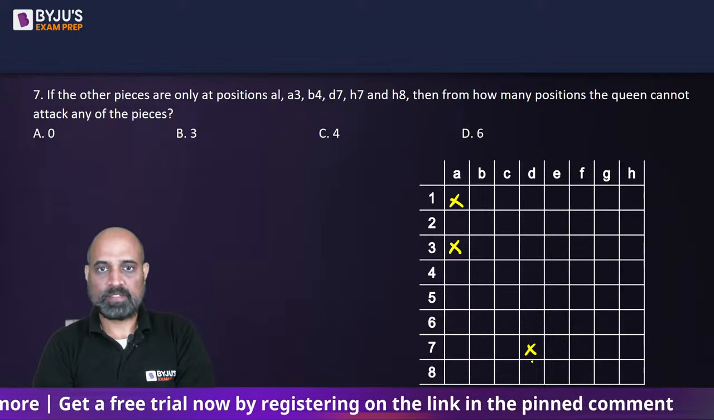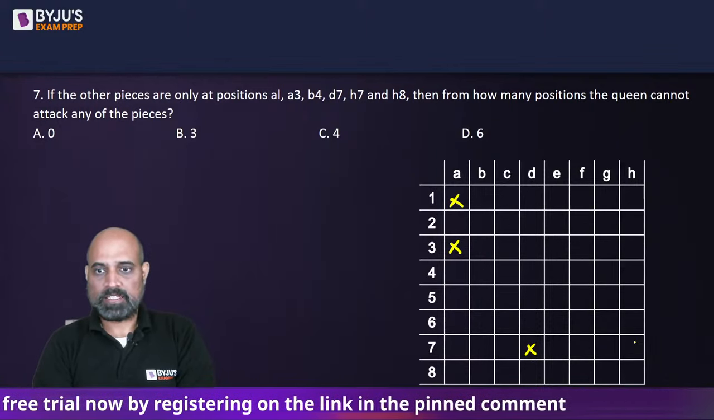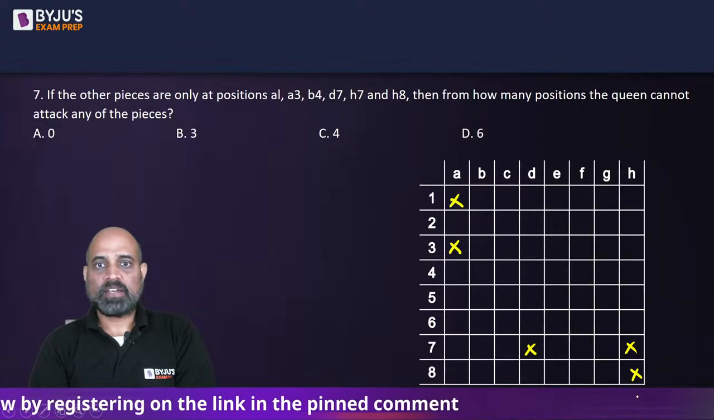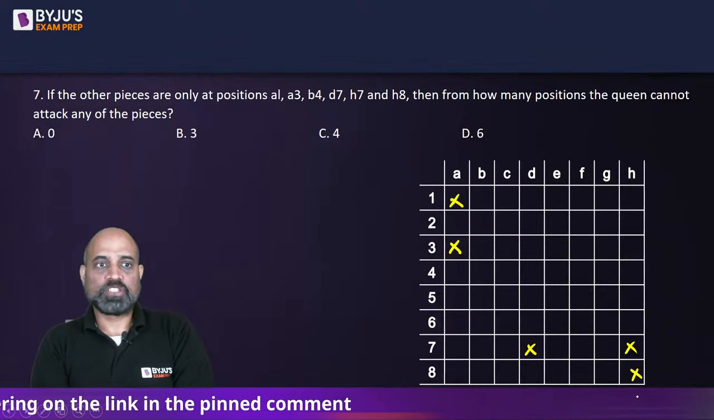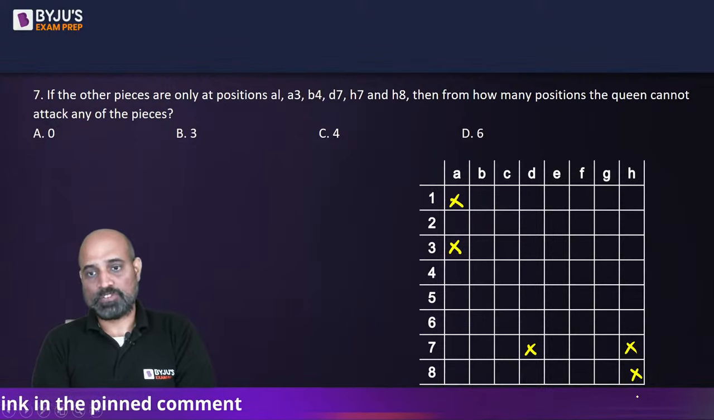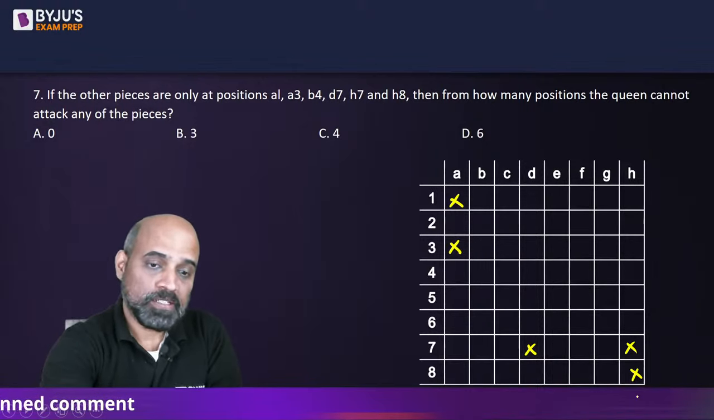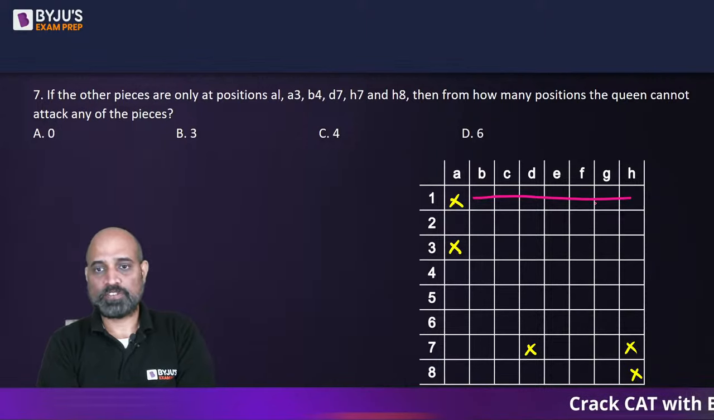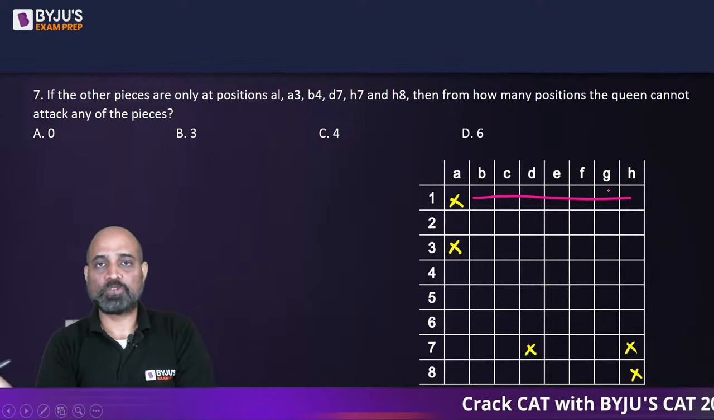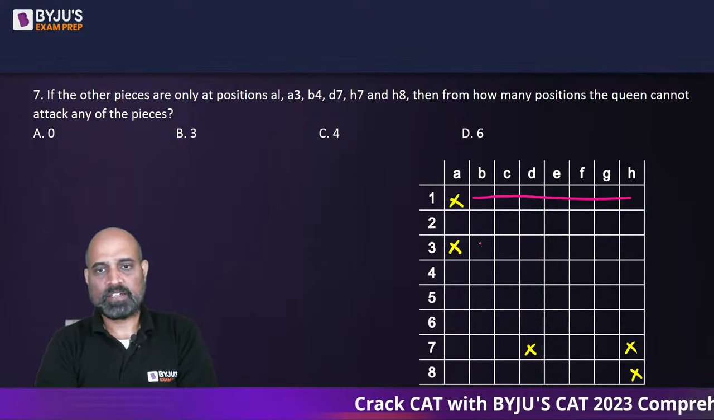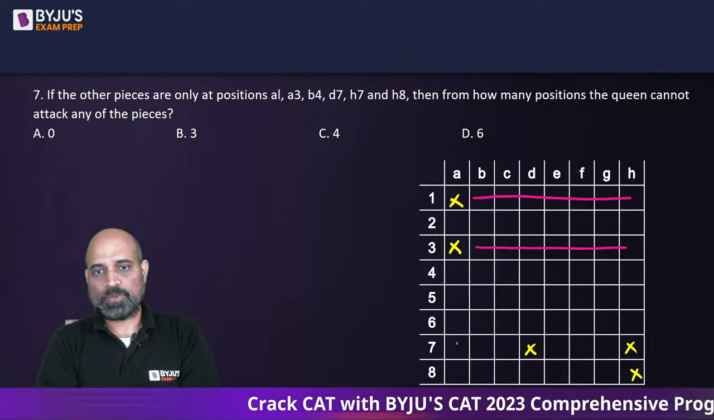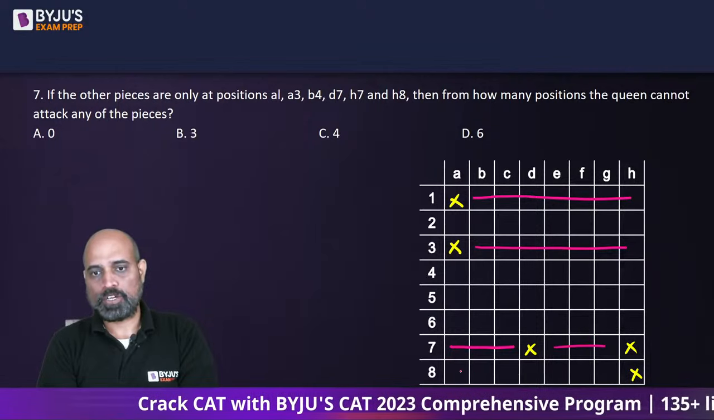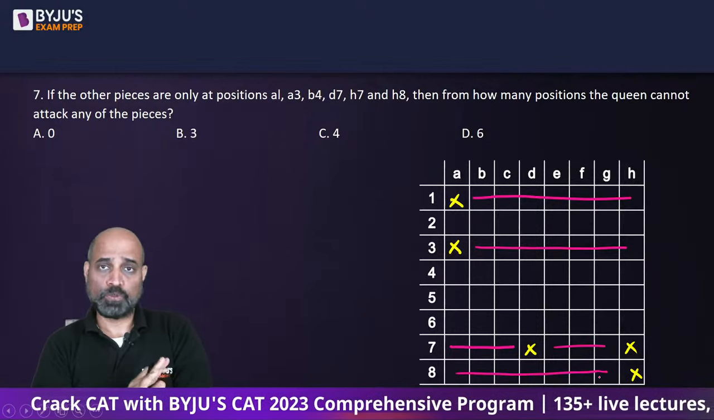Next question. If the other pieces are only at positions A1, A3, D7, H7 and H8, then from how many positions the queen cannot attack any of the pieces? Well, common sense. The queen should not be here. Why? Because if the queen is in any of A1 to H1, it will be able to attack that. Queen cannot be here, queen should not be here, queen should not be here. So can we say in these 4 rows, the queen should not be placed?